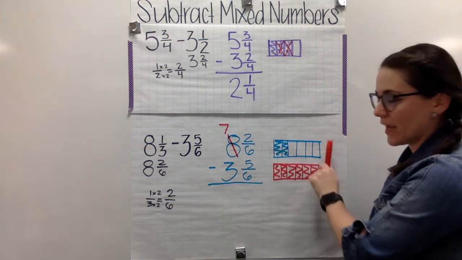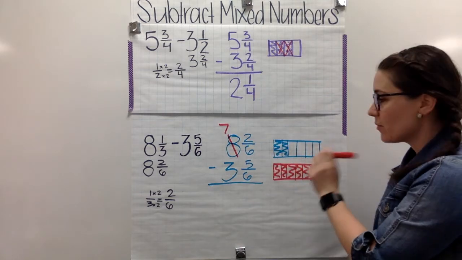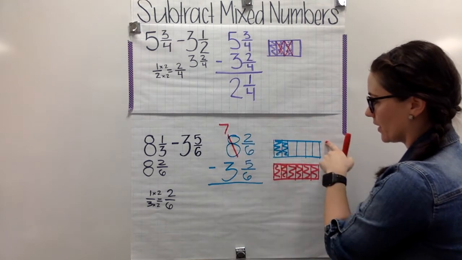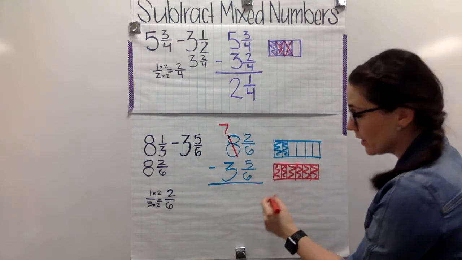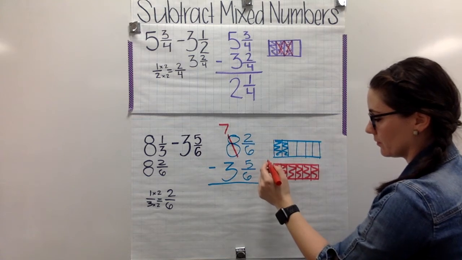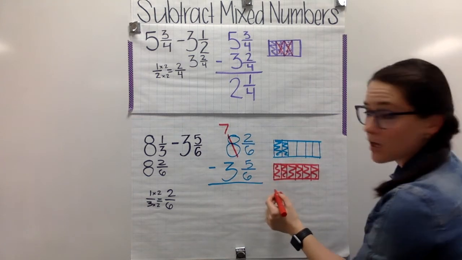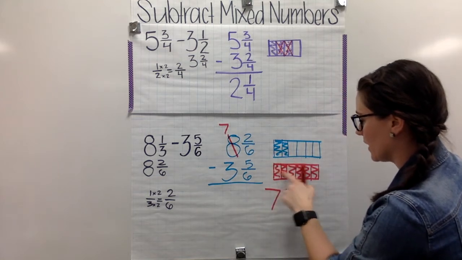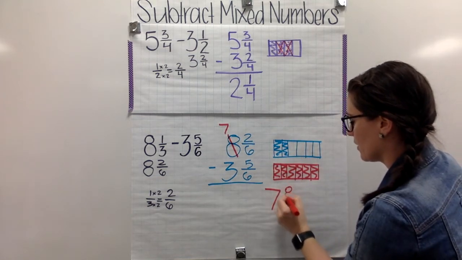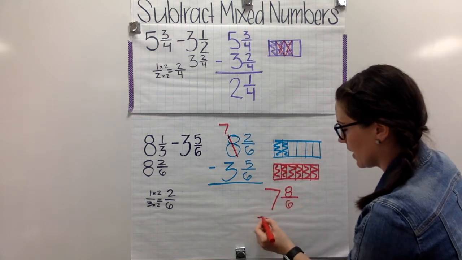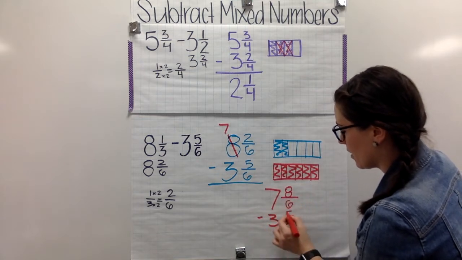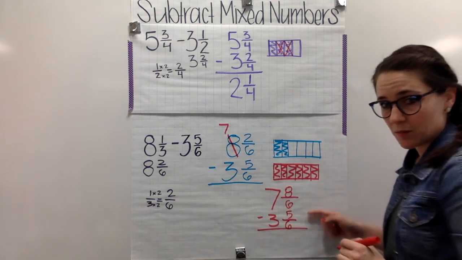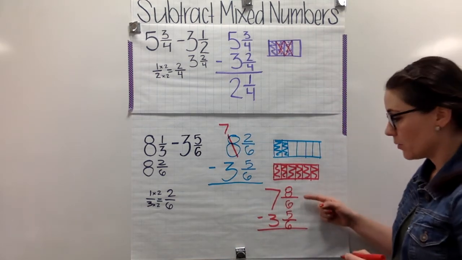And of course, I drew that in a place that I shouldn't have, because what I want to do is rewrite this over here. So I'm going to go down here instead. Good job, Miss Irwin. So I have 7 and 8 sixths, and I want to subtract 3 and 5/6. So now I can do that because my top number is bigger.